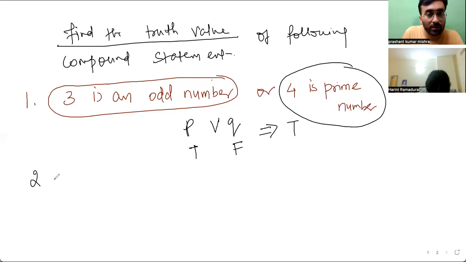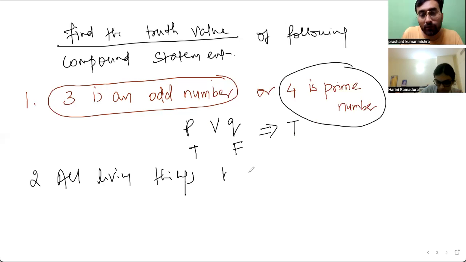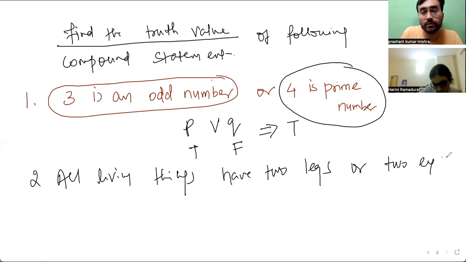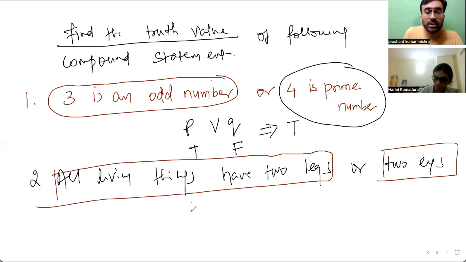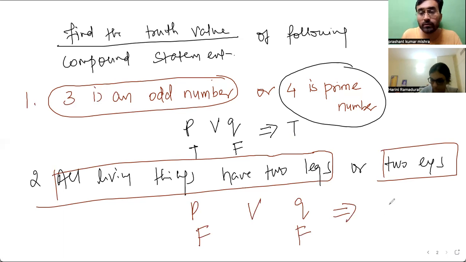Now the next one: all living things have 2 legs or 2 eyes. So this is P and this one is Q, so P or Q. P is false. Q is also false. It is or, so the result is false.